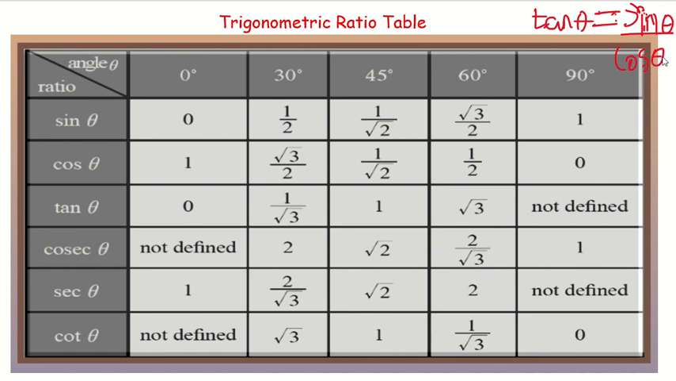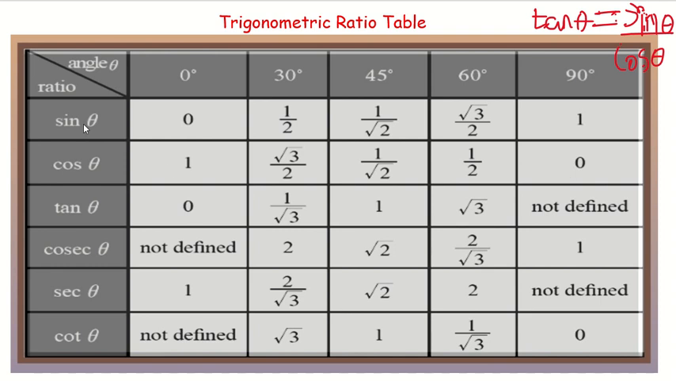So what is the value? The first value we are getting is 0 by 1. Obviously, 0 divided by anything is 0 only. Right? Same way 1 by 2 and root 3 by 2: the 2 will get cancelled, you get only 1 by root 3. Same way here 1 by root 2 by 1 by root 2: root 2 will get cancelled, you get 1. Here root 3 by 2 and 1 by 2: the 2 will get cancelled, you get only root 3. 1 divided by 0. Anything divided by 0 is what? It's not defined. Okay, you have to remember this.